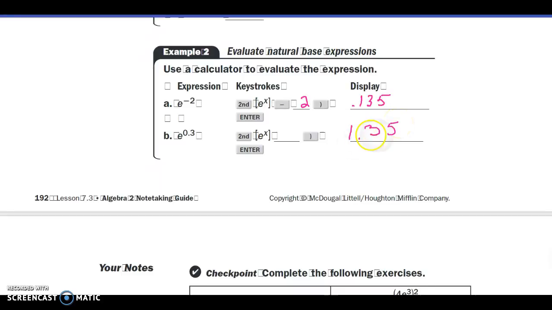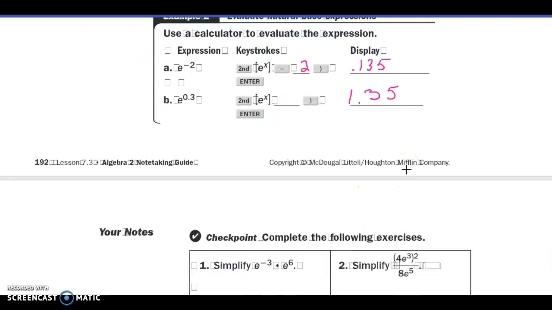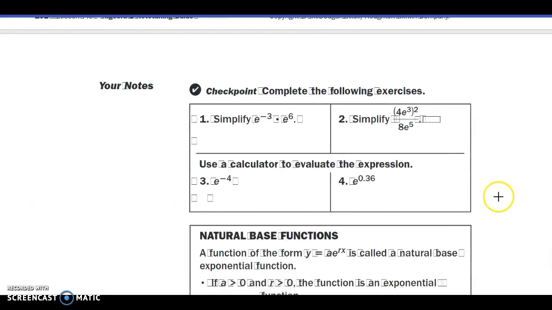So there's a big difference between 0.135 and 1.35. And notice these exponents look very different to get numbers that look kind of the same. So here are a few for you to practice on your own. Please pause the video and do those.